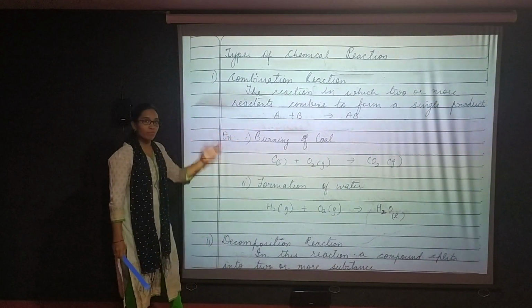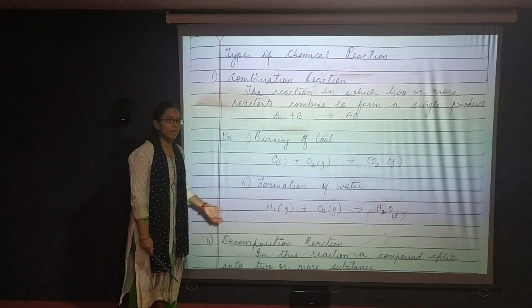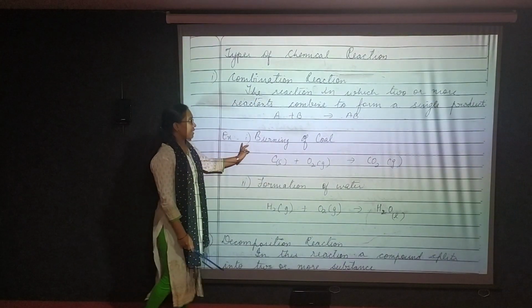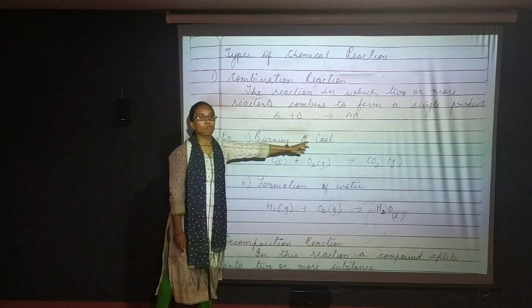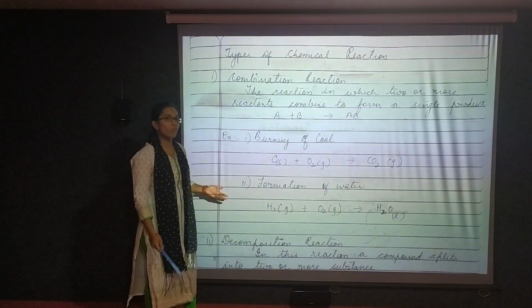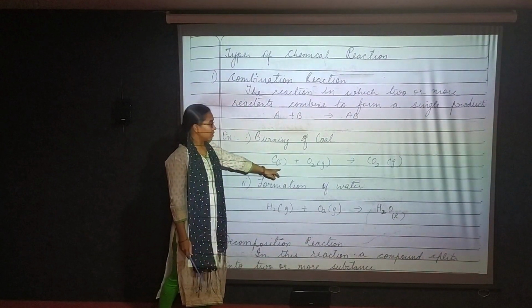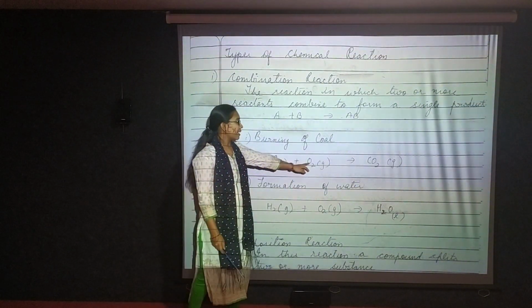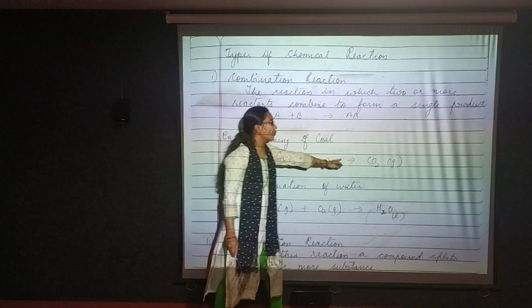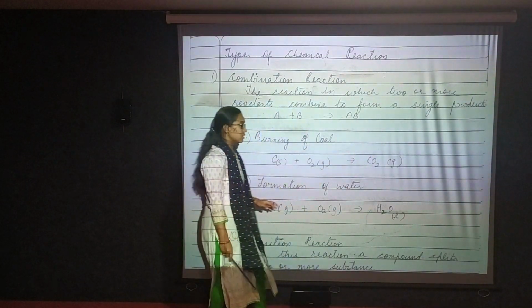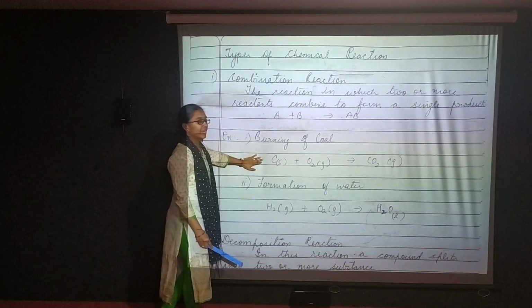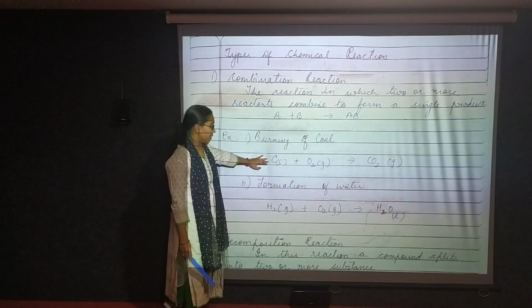Now I will explain further with the help of an example. For example 1, the burning of coal. What is coal? Carbon. It is a form of carbon. So carbon, in the solid form, combines with oxygen, in the gaseous form, and you will get CO2. Again, CO2 is in the gaseous form. This is a complete chemical reaction, and it is even balanced.